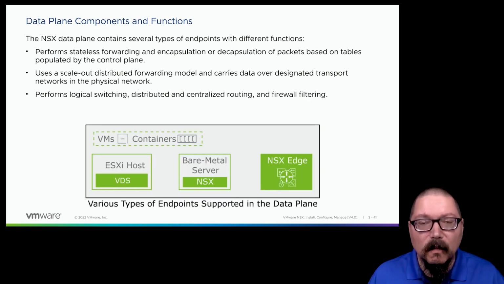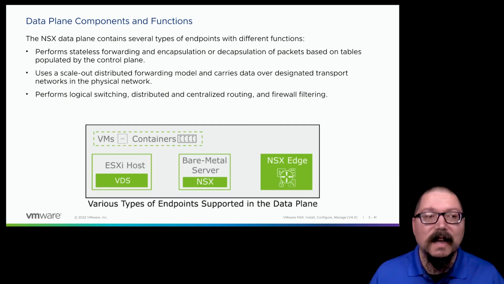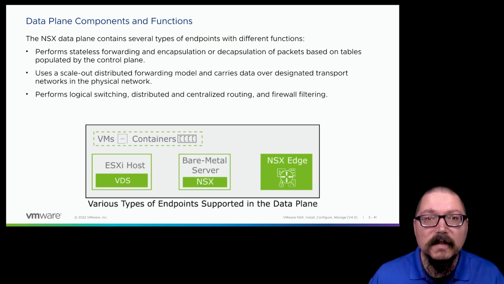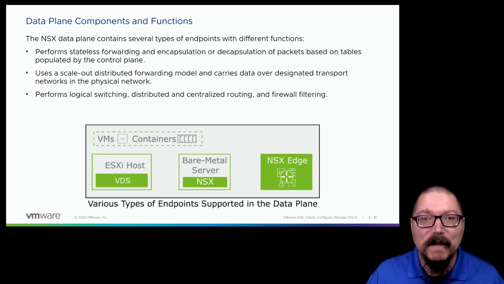So when we think about preparing the data plane, what are we preparing? Well, we're preparing the ESXi hosts. We're preparing bare metal servers. We're preparing edge nodes. And this is providing us our distributed scale out forwarding engine, where the individual virtual machines are able to use resources local to them, meaning that as I add more hosts, I add more capacity.